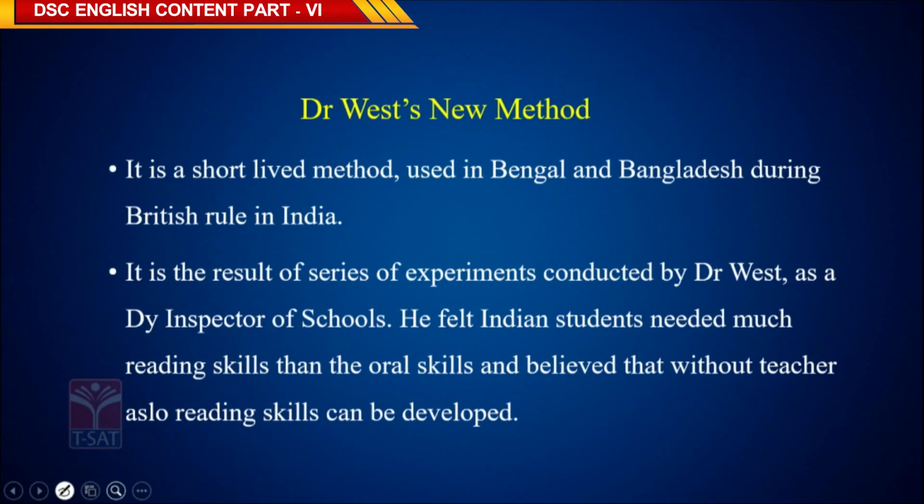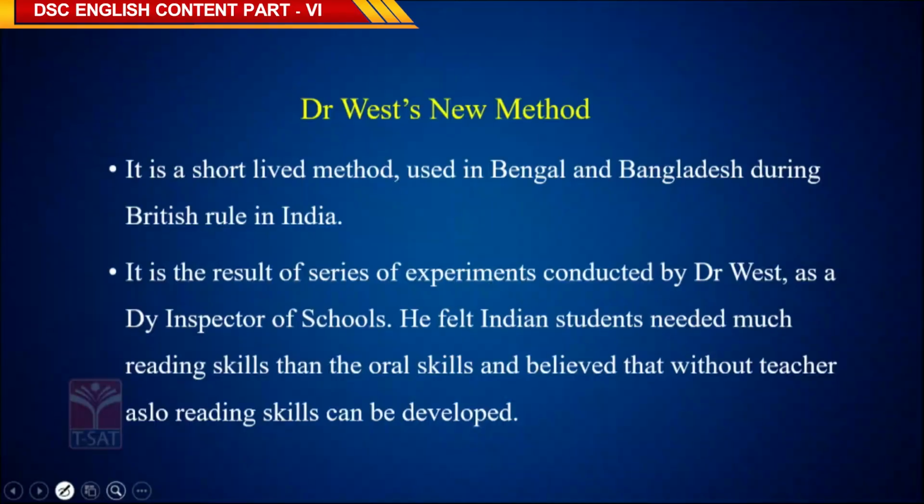Then Dr. West's new method, this is another method. It is a short-lived method used in Bengal and Bangladesh during the British rule. It was made by Dr. West, who was around during Macaulay's days, in 1856 to 1858. He was a deputy inspector of schools, and he went through some of the schools, collected some of the students and made them sit at one place. He listed out a few words and started teaching those words, and with the help of these words he expanded into a whole book and the whole syllabus. This is how he started.